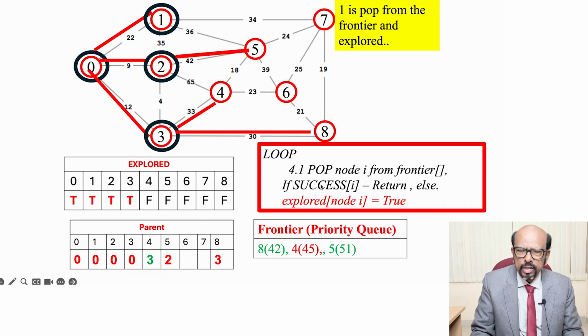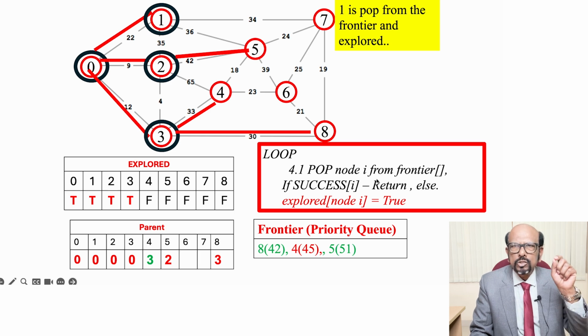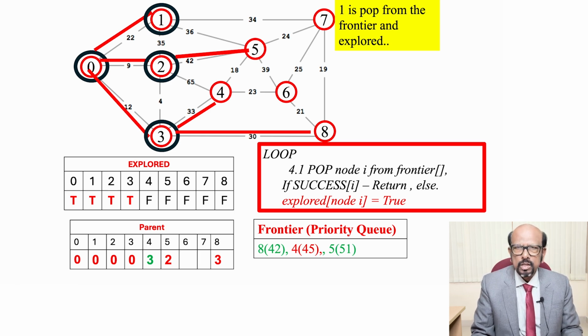Now, verify whether 1 has the solution. No. If it has, then the whole algorithm stops there. If it doesn't have the solution, then explode of the node. So 1, I am marking it explode. So look at it. Explode of 1 is also true. So 0, 1, 2, 3, all the 4 nodes are explode.